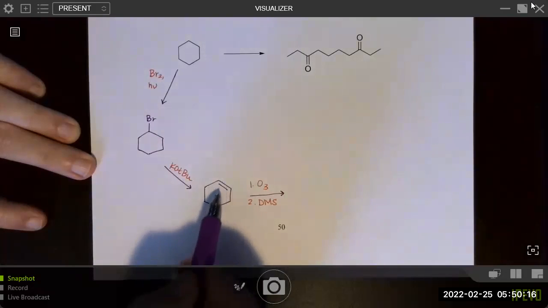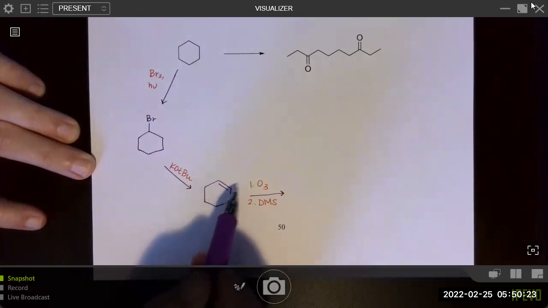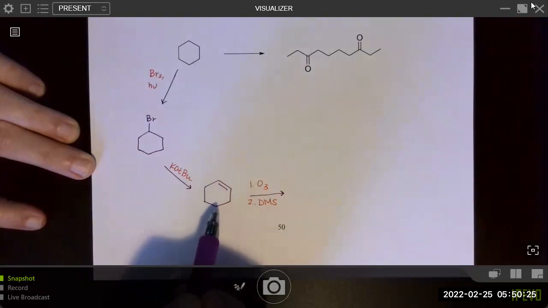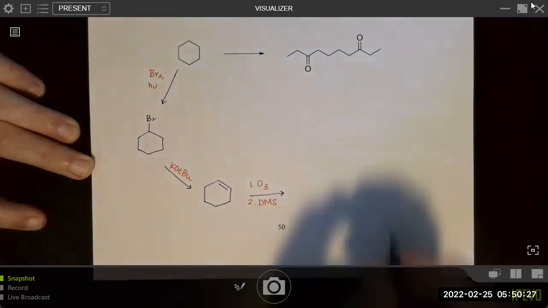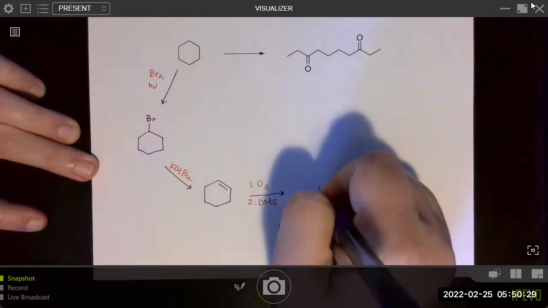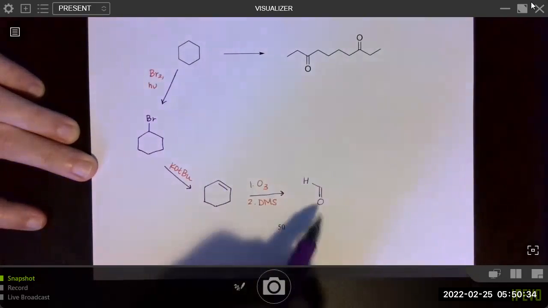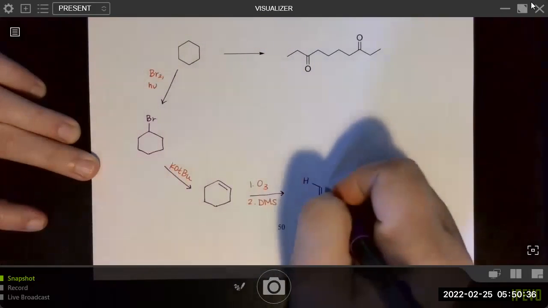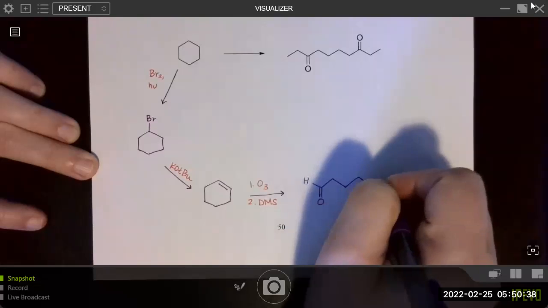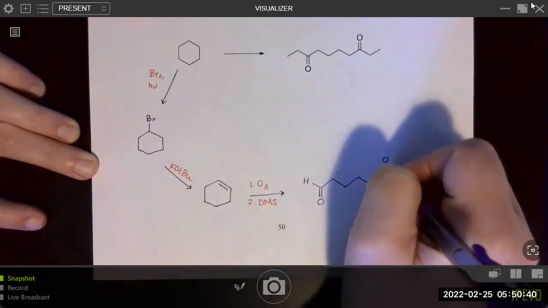That will end up cleaving both of these into carbonyls. So we'll end up with two aldehydes because of the hydrogens attached here. And then 1, 2, 3, 4 methylenes in between. We're trying to get these to look kind of like the product here. I'm going to draw my first aldehyde. They're facing the same direction. And then go 1, 2, 3, 4, followed by the next aldehyde.